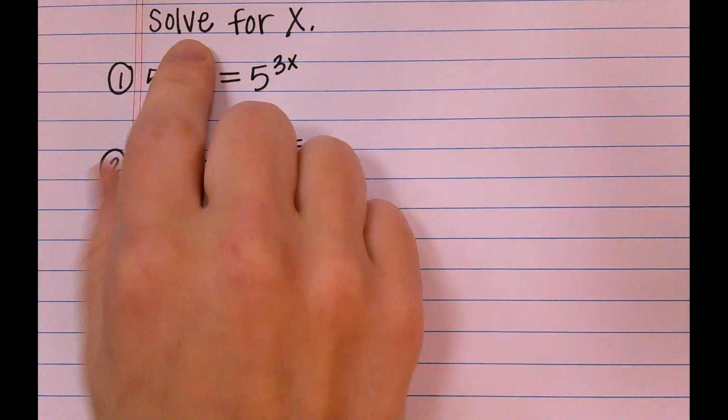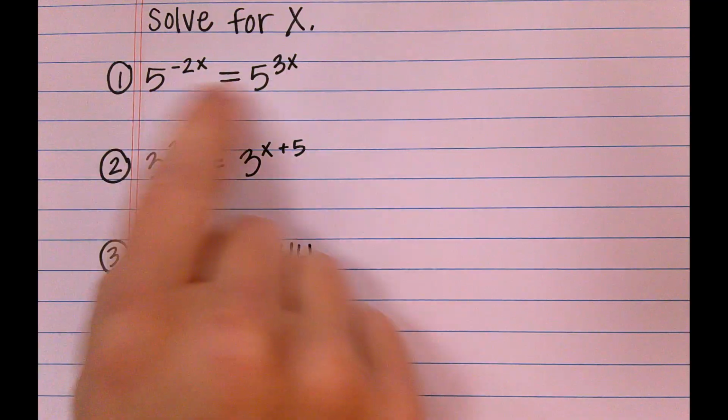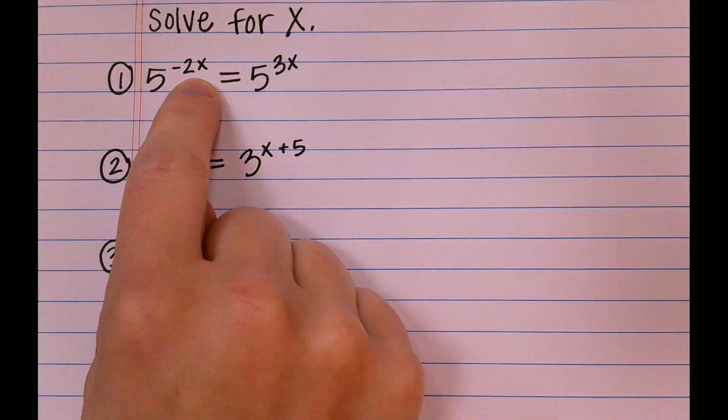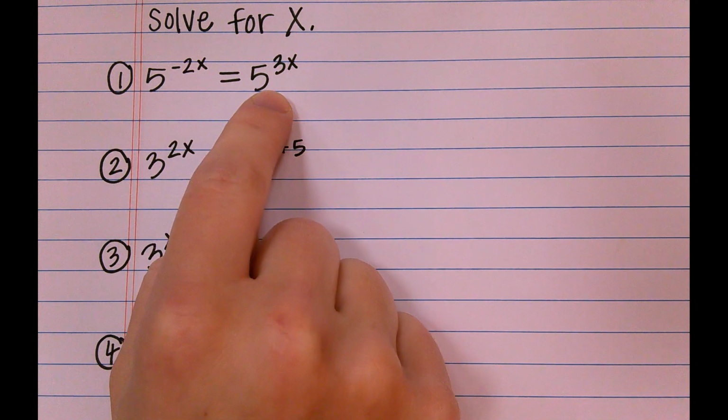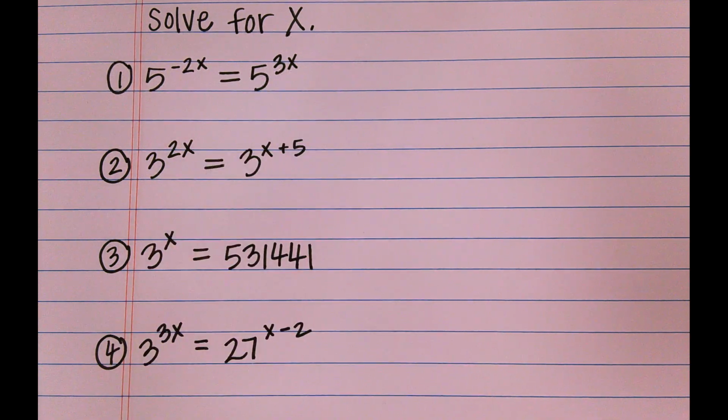I have a 5 and a 5. Both of my bases are 5. 5 to the negative 2x power equals 5 to the 3x power. So, as you were looking at this, did any of you figure out what might be a good first step to solving for x here? Actually, your bases.